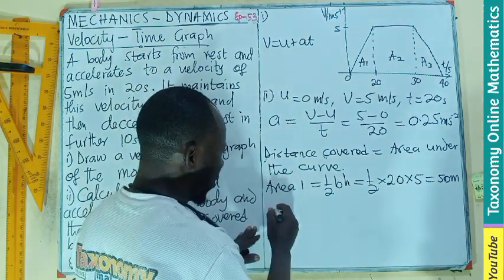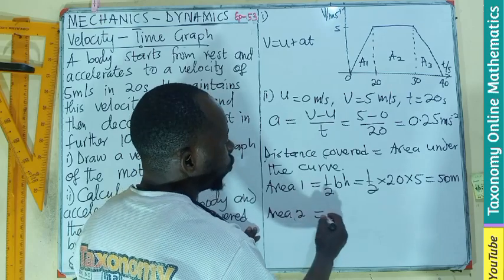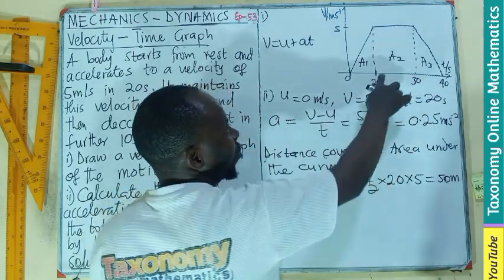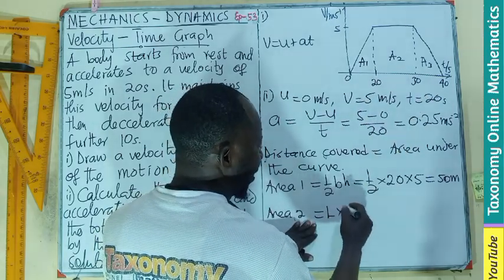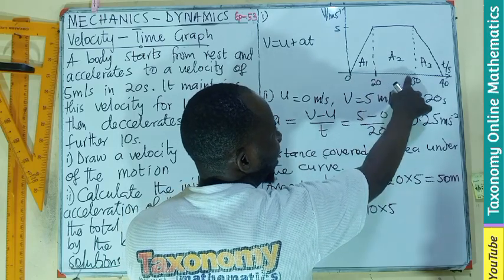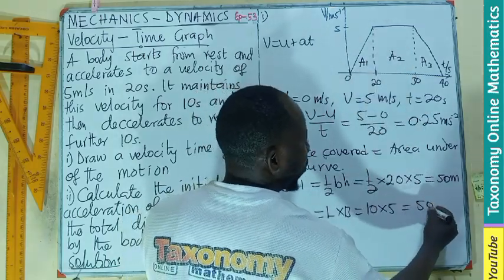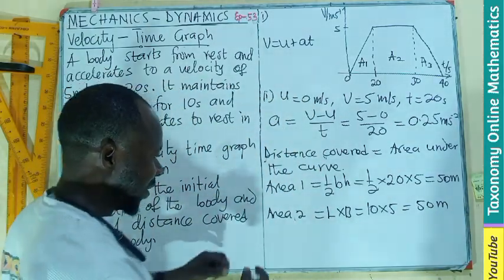So let's see, we have area 2, which is from here to here, a rectangle. So this is going to be length times breadth, so 10 times what? 5. 10 in this interval, 5 in this interval, also gives us what? 50 meters. What do we do next?